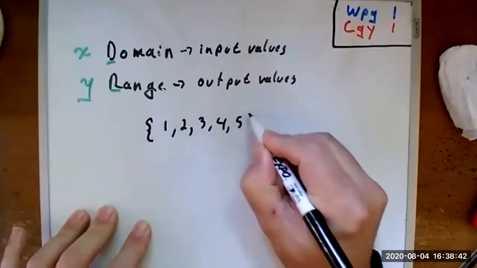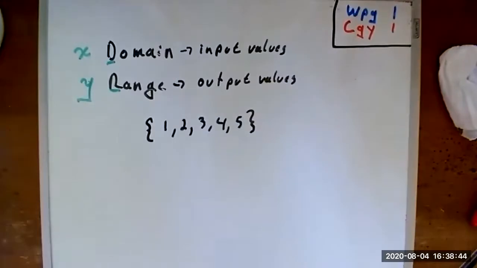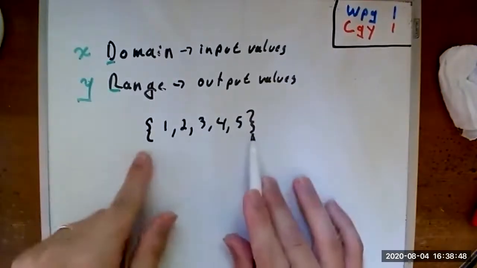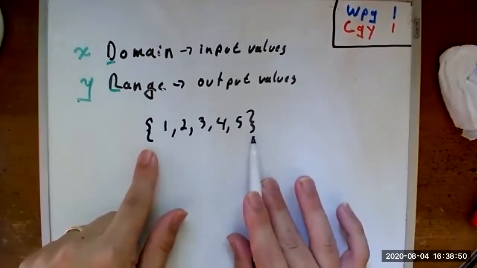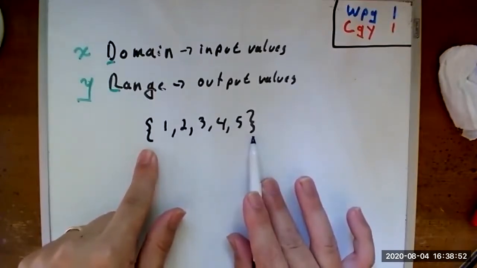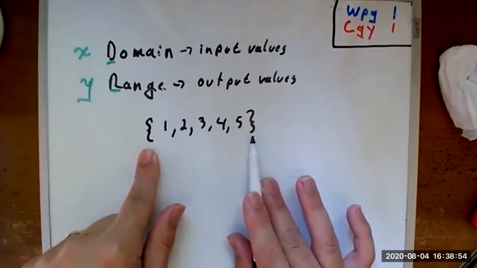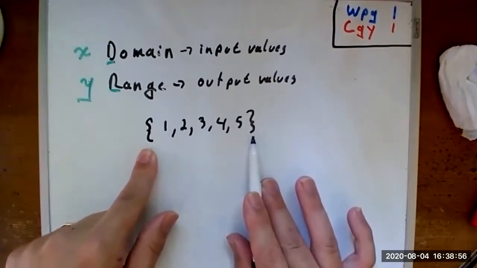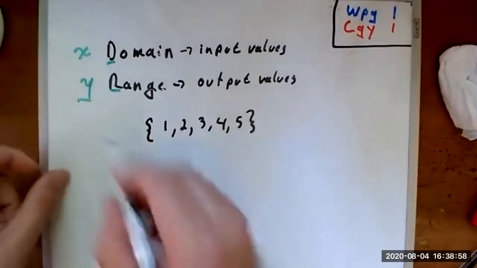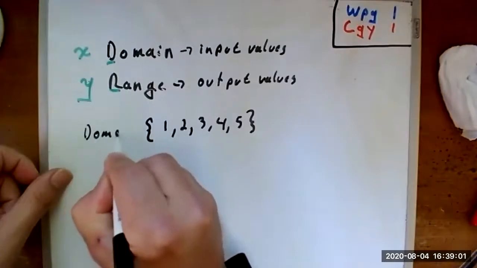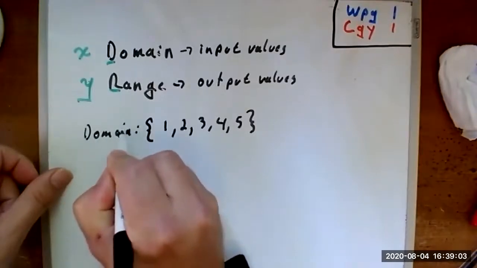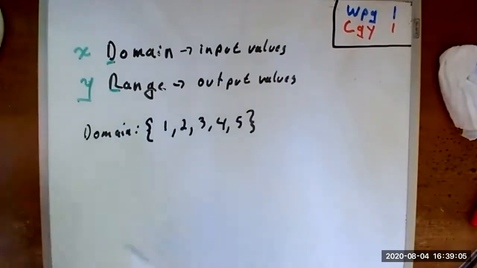Let's take a look at a brief example. Perhaps we're given the following set of domain values: {1, 2, 3, 4, 5}. A brief word about what I'm doing here. These squiggly brackets always denote a set. When you see things in squiggly brackets, it just says that this is a set of numbers.